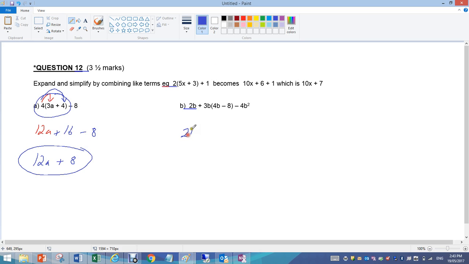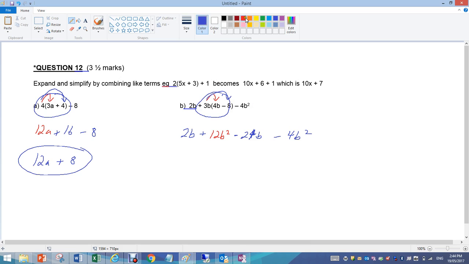This one. So first of all, it's 2B plus, and now let's expand these out. 3B times 4B, that's 12B squared. 3B times 8, that's 24B. But it's plus 3 times minus 8, a plus and a minus makes a minus. And then, so we've dealt with that now, it's finished. And then we've got minus 4b squared still sitting there. Sorry, that looks bad. That's a 4, isn't it?